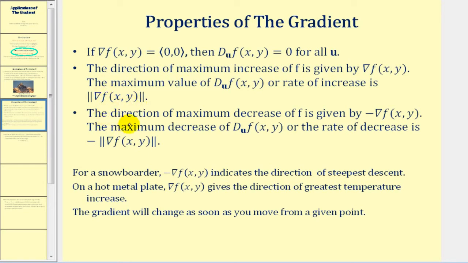Connected to this, the direction of maximum decrease of f is given by the opposite of the gradient of f of x, y. And it also follows that the maximum decrease of the directional derivative of f of x, y, or rate of decrease, is given by the opposite of the magnitude of the gradient of f of x, y. So what this means is, for a snowboarder, the opposite of the gradient would indicate the direction of steepest descent, and on a hot metal plate, the gradient gives us the direction of greatest temperature increase. We do need to be aware, though, that the gradient will change as soon as we move from a given point. Let's look at a couple problems.